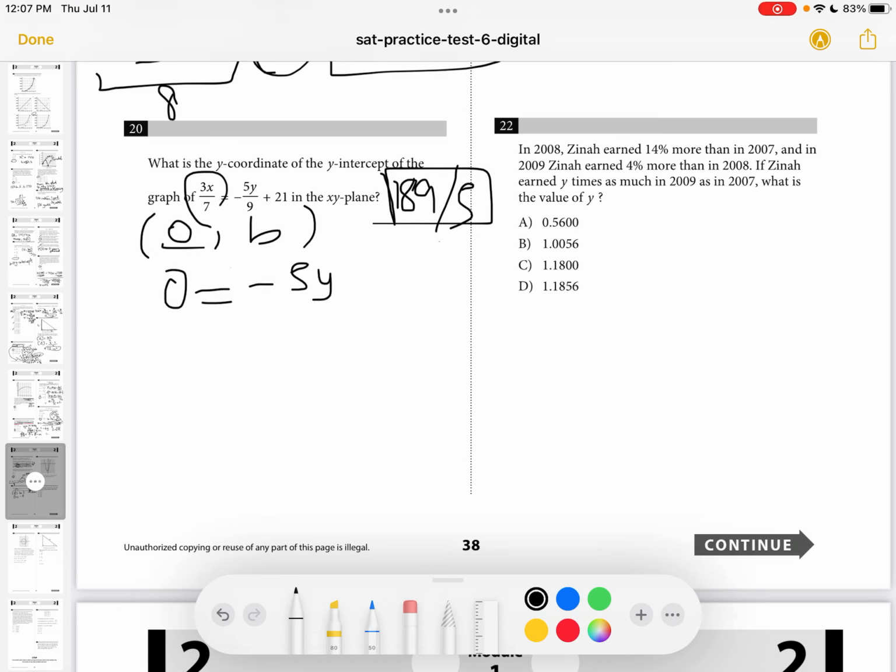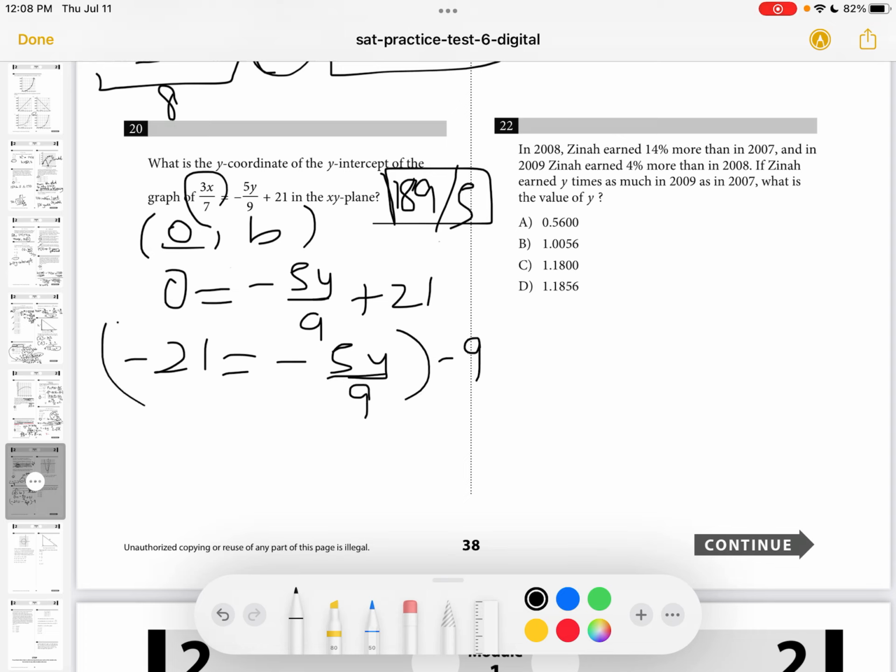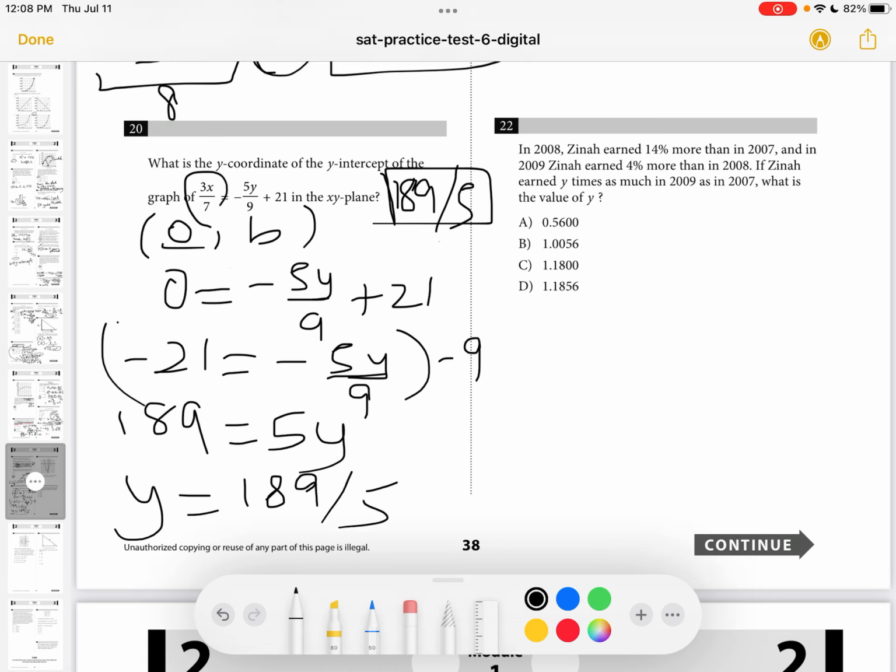So when we plug in x equals 0, we get 0 equals negative 5y over 9 plus 21. You bring negative 21 to the other side, so negative 21 is equal to negative 5y over 9. Multiply everything by negative 9, and you get 189 is equal to 5y. And you get y is equal to 189 divided by 5, and that's your y-intercept value. So that's the faster way.